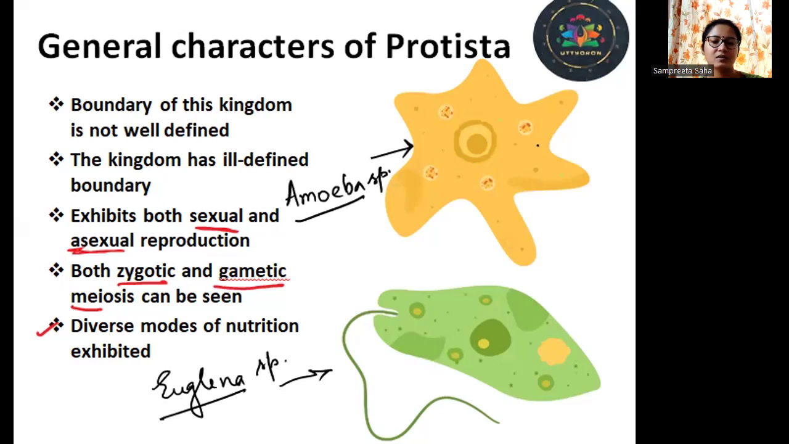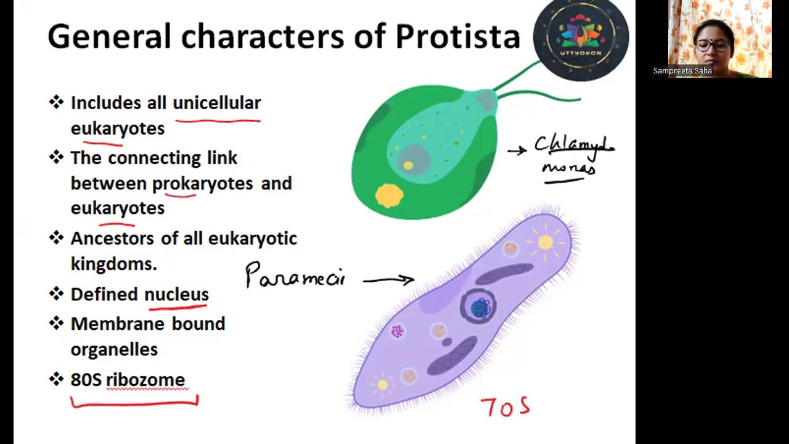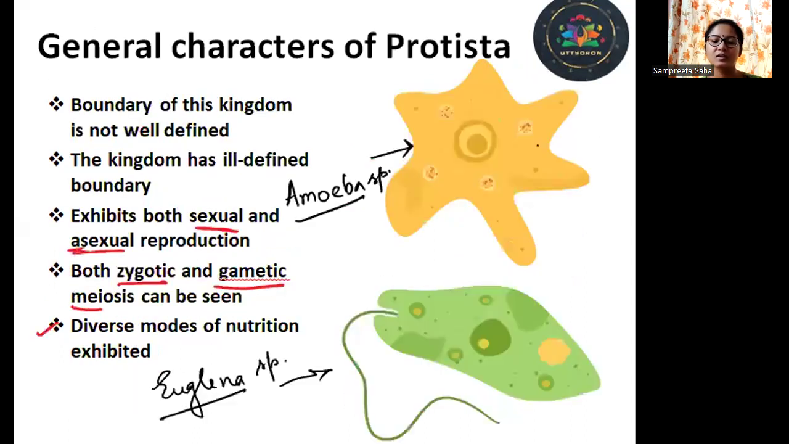Next, this one over here. What will be the name of this one? A round shaped protista with two flagella, Chlamydomonas. And another one I've shown over here, this is slipper shaped protista, very popular, Paramecium. So these are the few protists.